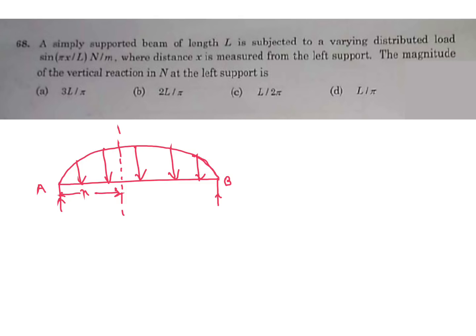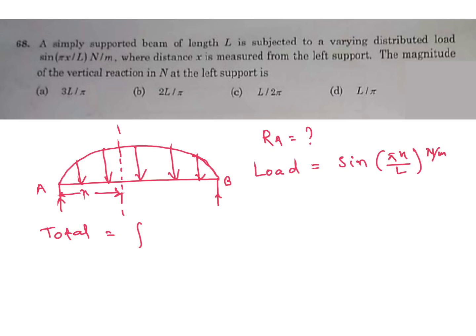Then the magnitude of vertical reaction at the left support, or our A value, we have to calculate, the reaction at A point. So the load given in this question is sin(πx/L) Newton per meter. So the total load is integrated. Total length is L, from here to here. Integral from 0 to L of sin(πx/L) dx.